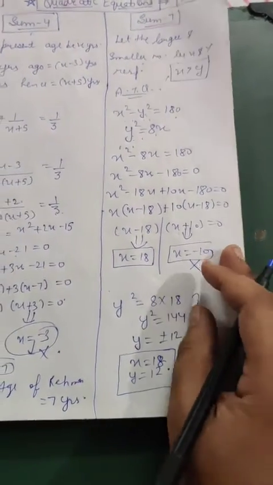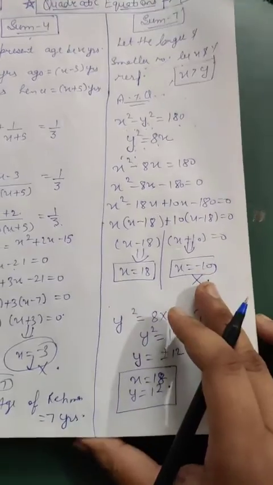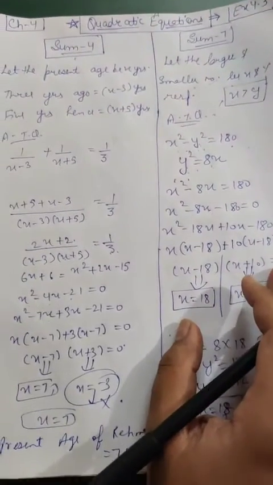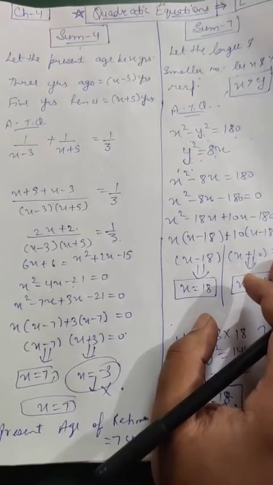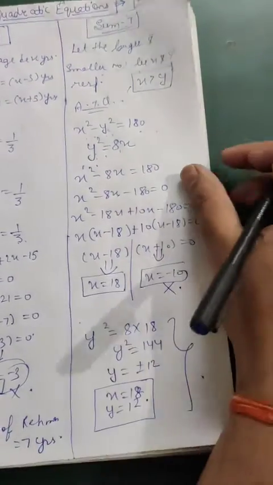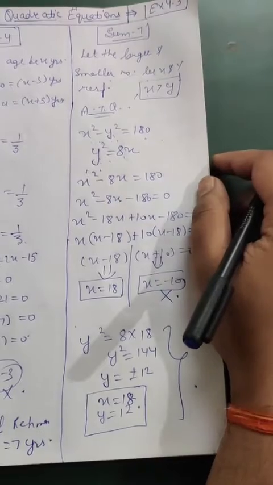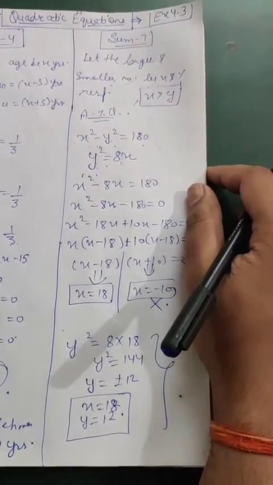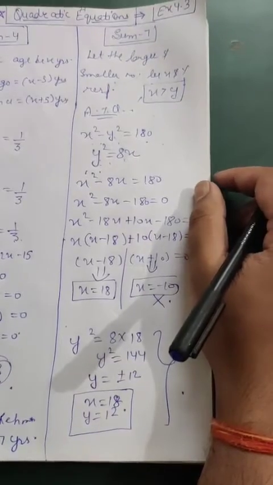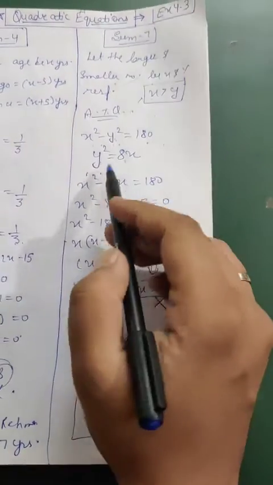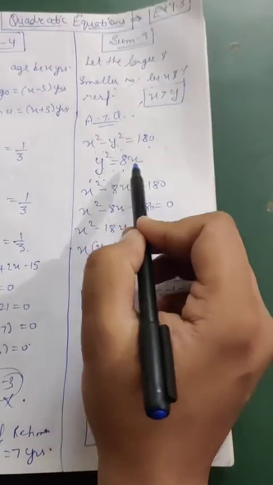By this we have done this question. So see, today we have done two questions. The first question is the percentage of Rahmans, and the second question is where the larger number and the smaller number are given. And in this, two conditions are given: the difference of the squares is 180, and the square of the smaller number is 8 times the larger number.